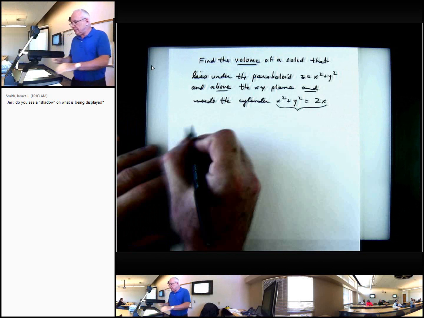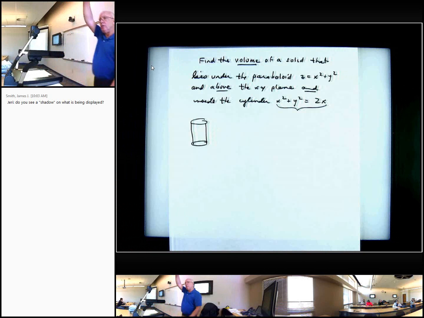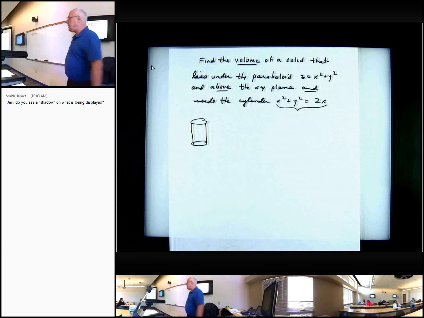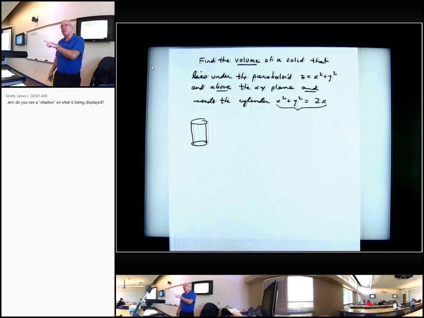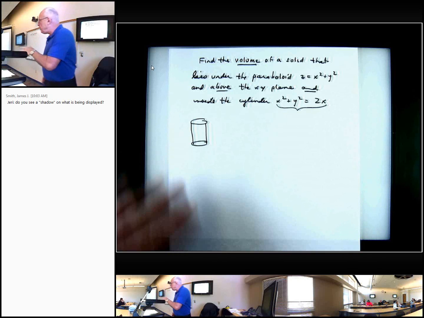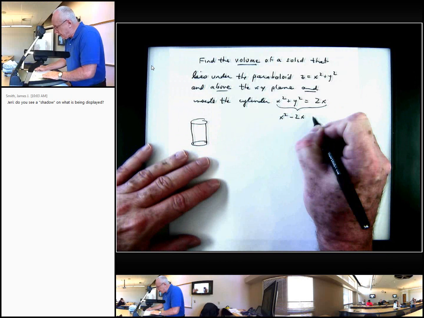Now, we know that cylinders look like this, right? They go up and down, and they're circular and all that. That's what they look like. What you need to do to figure out what this cylinder looks like is complete the square. Let's subtract the 2x from both sides.